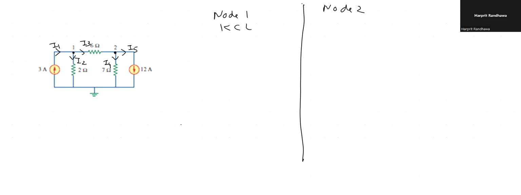According to Kirchhoff's current law, the current entering node 1 should be equal to the current leaving node 1. So the current entering node 1 is I1 and the current leaving node 1 is I3 and I2. So current entering node 1 is equal to current leaving node 1. Now, for node 2, write the equation. Current entering node 2 is I3 and current leaving node 2 is I5 and I4.